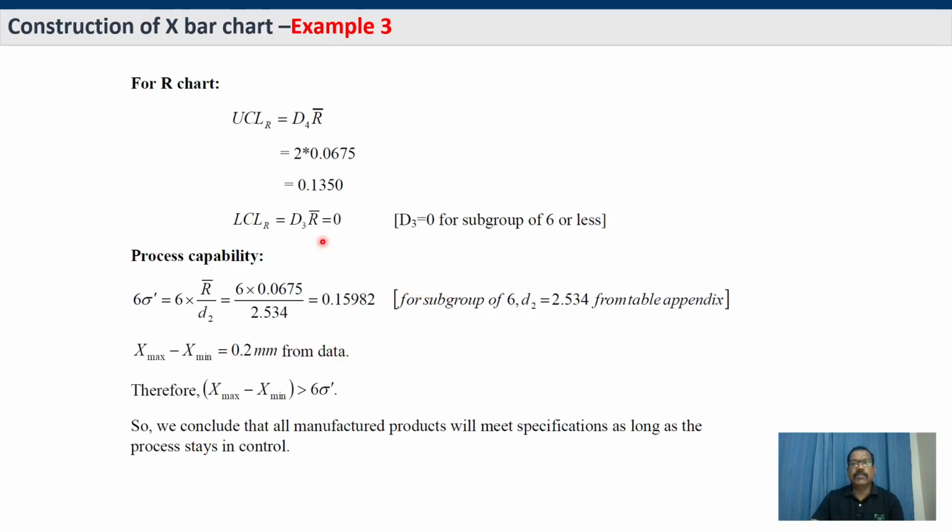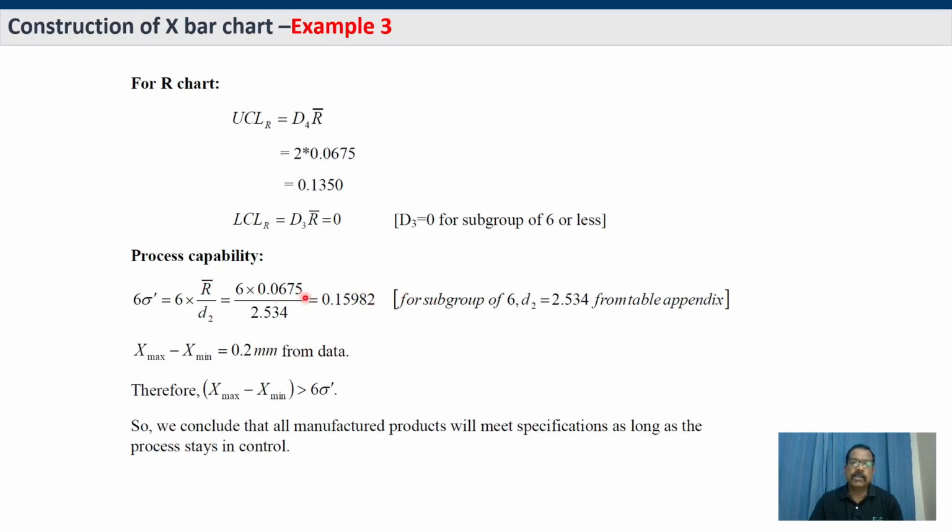What you calculated from the process capability with the ranges and the d2 data is 0.15982 millimeter. So comparatively, what is required is greater than what you are achieving. So we can conclude that all manufactured products will meet specification as long as the process stays in control. So that is under the calculation you did.